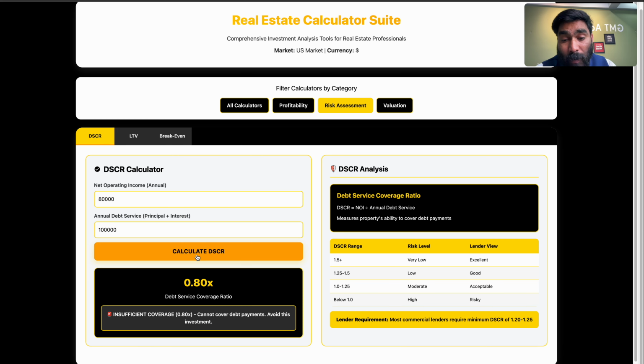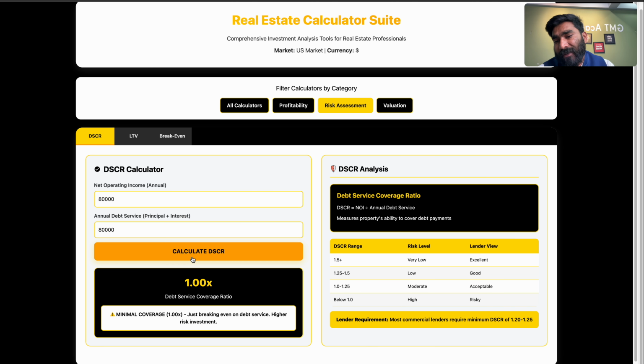It cannot cover debt payment, so avoid this investment, right? Let's say you have 80k net operating income, and if I put 80k as the debt on the property, let's calculate it. The debt service coverage ratio would be 1.0x. So what it means is, you have a 80k net income and against it you have 80k debt to repay. So again, it's a minimal coverage.